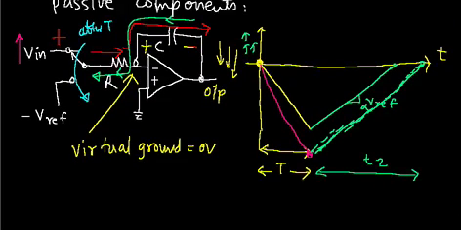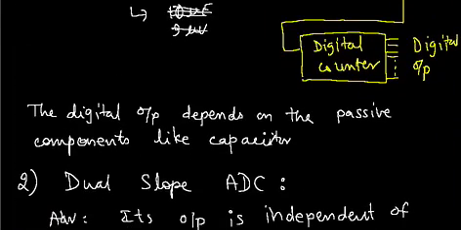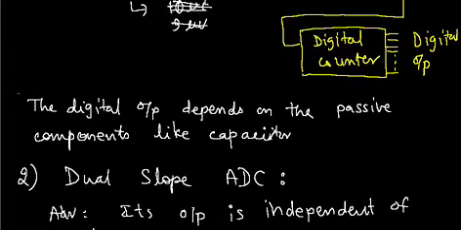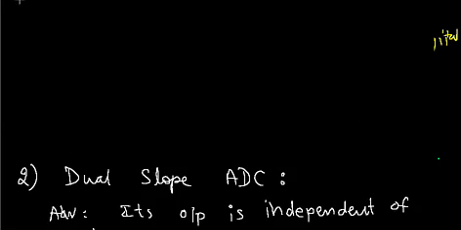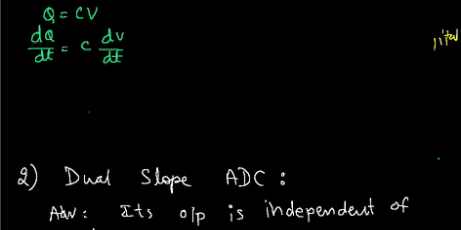To write the equation, we will start from a very basic equation. So let me rub out some of the things. So the very basic equation is Q is equal to CV. Everybody knows this. Taking the derivative of this, dq by dt is equal to C dV by dt. dq by dt is current, C dV by dt.